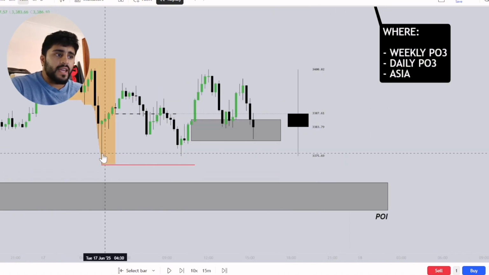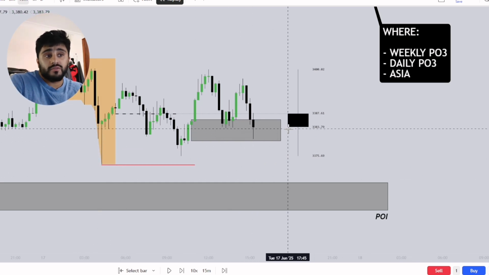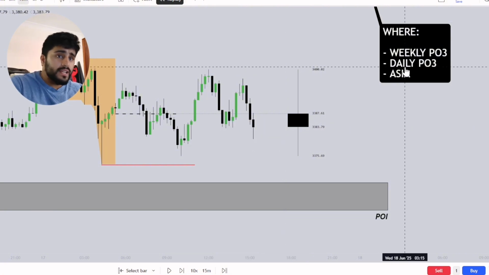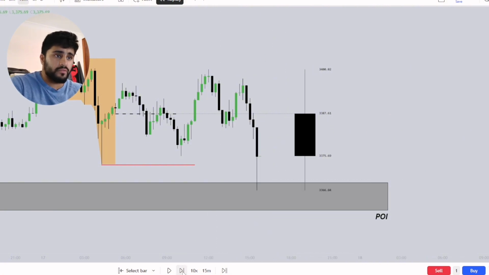When price takes out the Asian range low and taps into a POI, you want to be buying. You want to be bullish, right? It's that simple. So weekly power of three, daily power of three, and the Asian range give you context as to what to look for.